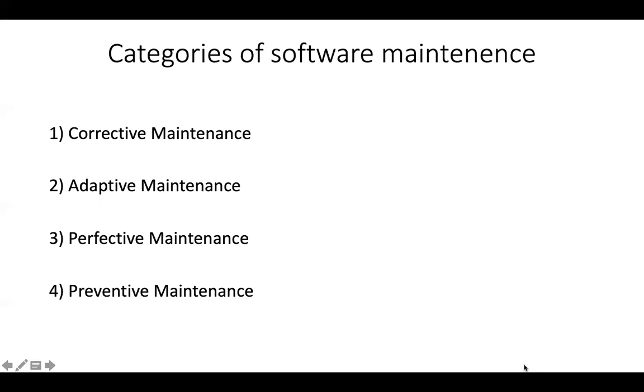Now, the last one is preventive maintenance. This generally includes the modifications and updates to prevent future problems of the software. The general goal is to attend to problems which are not significant at this moment, but may cause serious issues in the future. Such maintenance work falls under preventive maintenance.